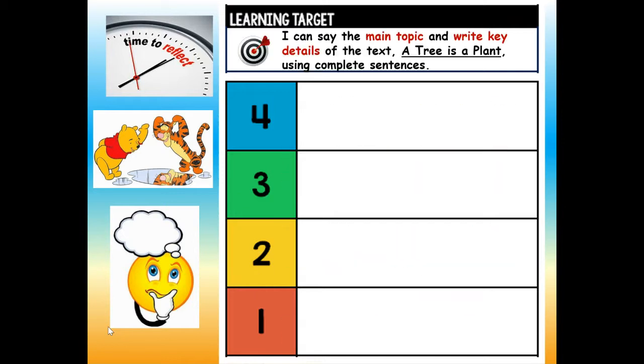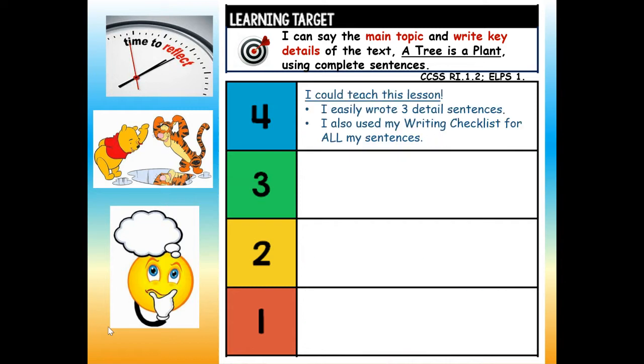All right, at the top of your paper, I want you to reflect on your learning. How well did you hit the learning target? I can say the main topic and write key details of the text, A Tree is a Plant, using complete sentences. Would you give yourself a 4? I could teach this lesson. I easily wrote 3 detailed sentences. I also used my writing checklist for all my sentences.